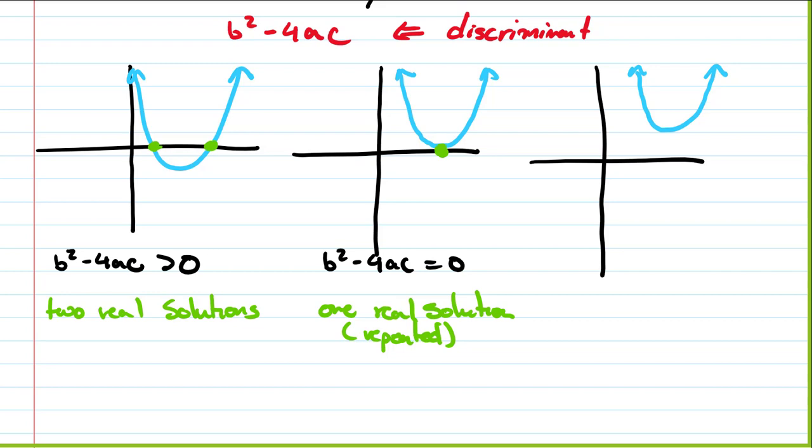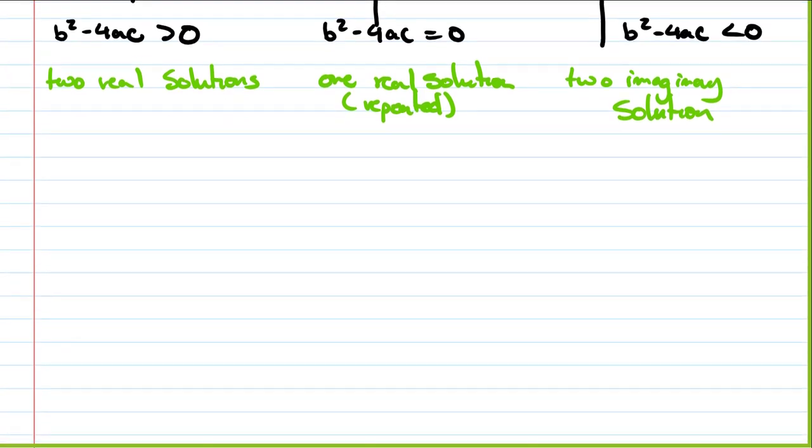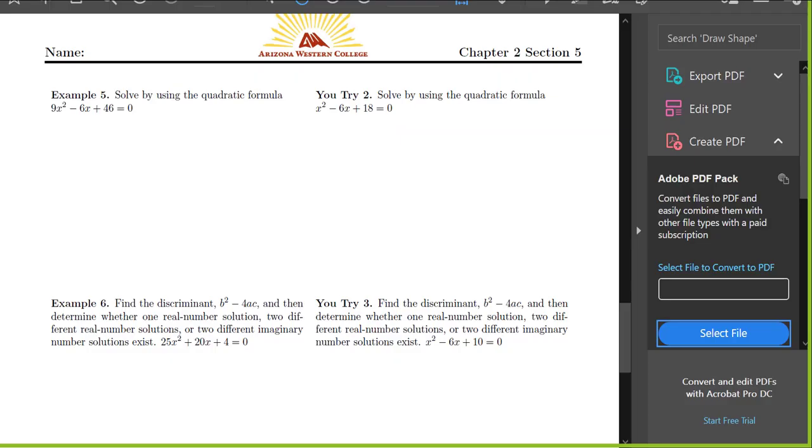And this happens when we have negative discriminant. So if this is less than 0, we get 2 imaginary solutions. So we can use the discriminant to classify the number and type of solutions to a quadratic equation.